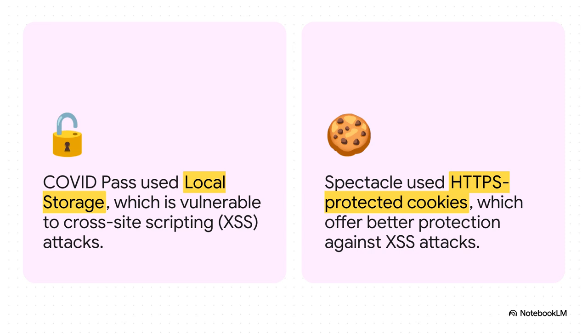A much better way to do it, which the students actually saw in another MIT app, is to store the token in HTTPS-protected cookies. That makes it way harder for malicious code to just snatch it. But even that isn't a perfect solution. If you don't clear those cookies when you log out, they could still be exposed.